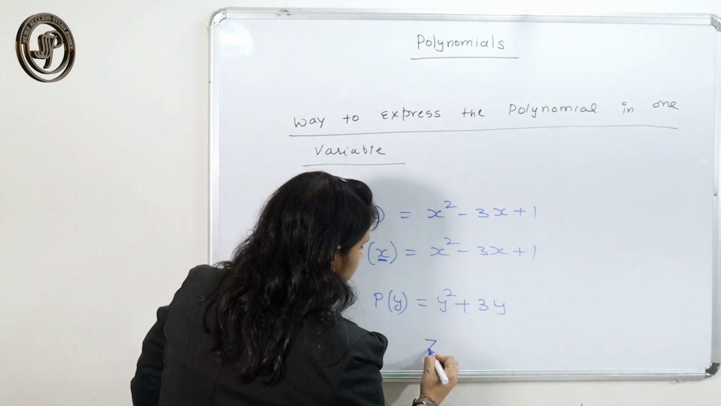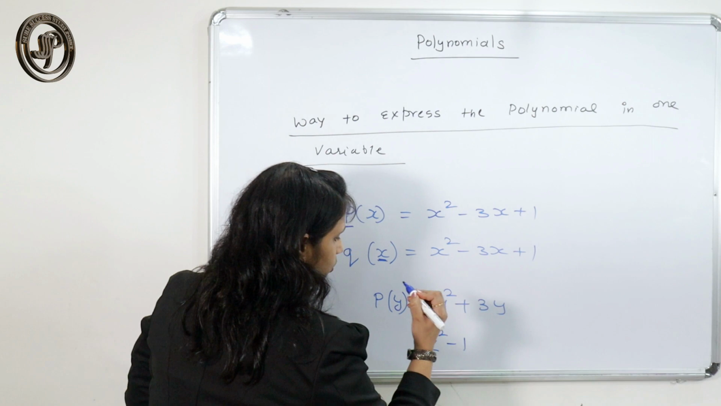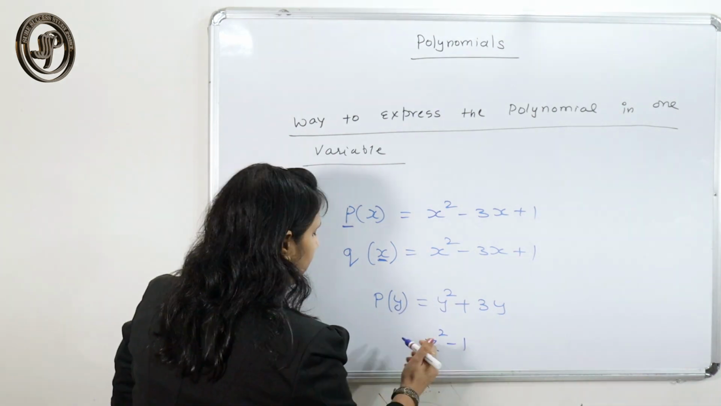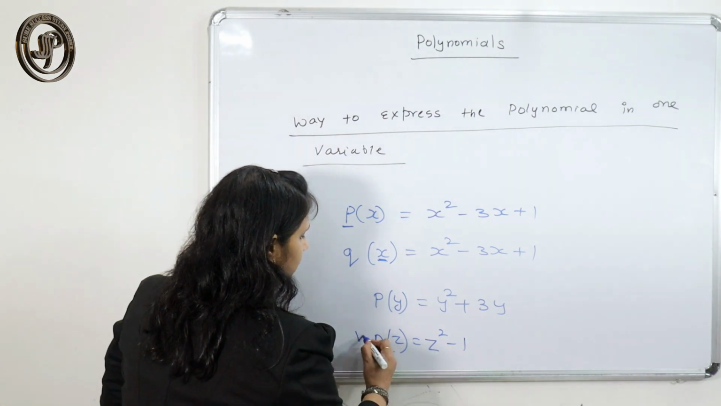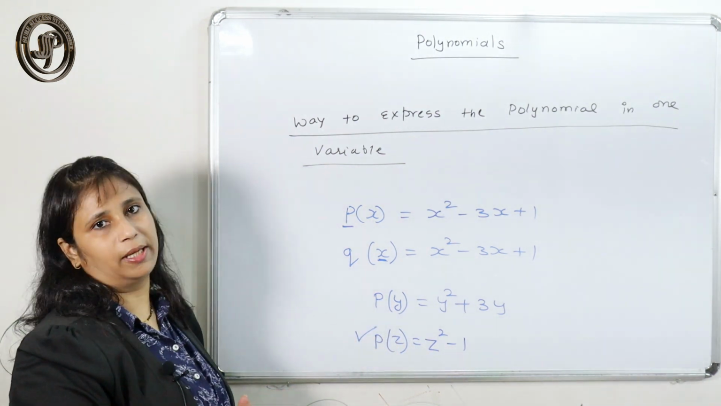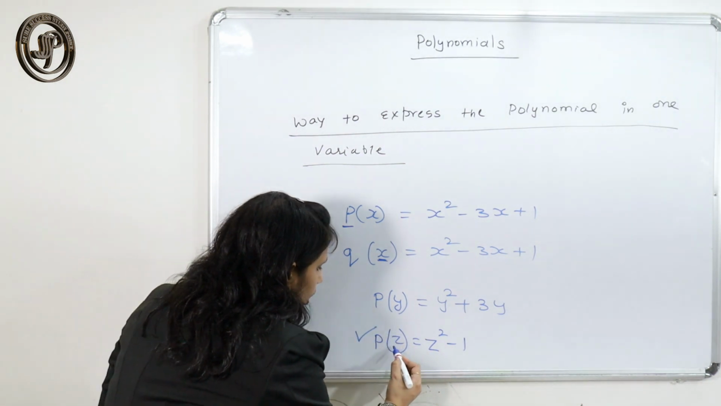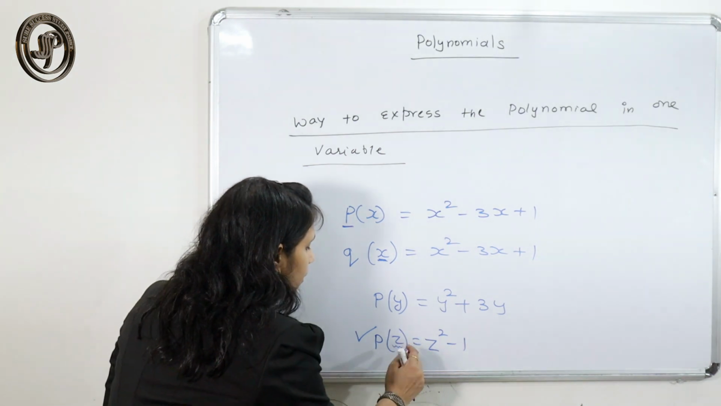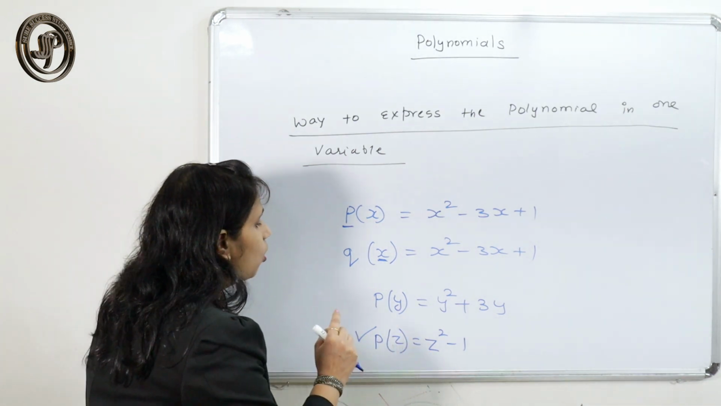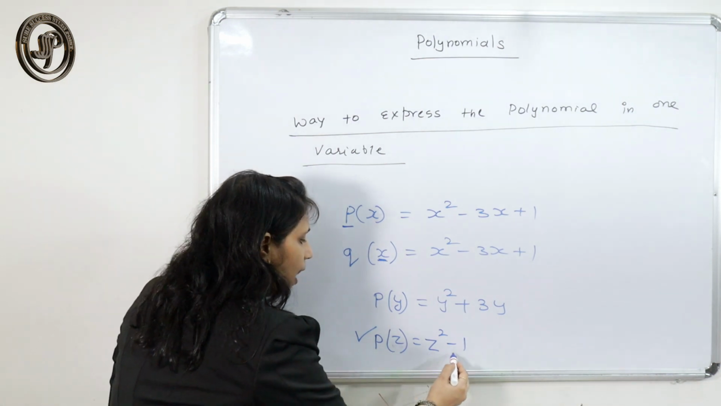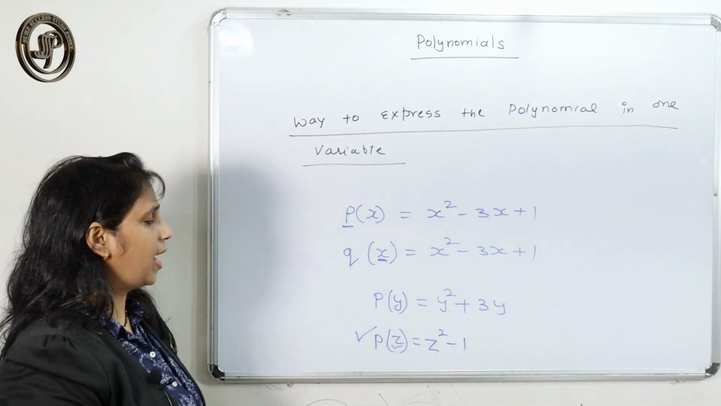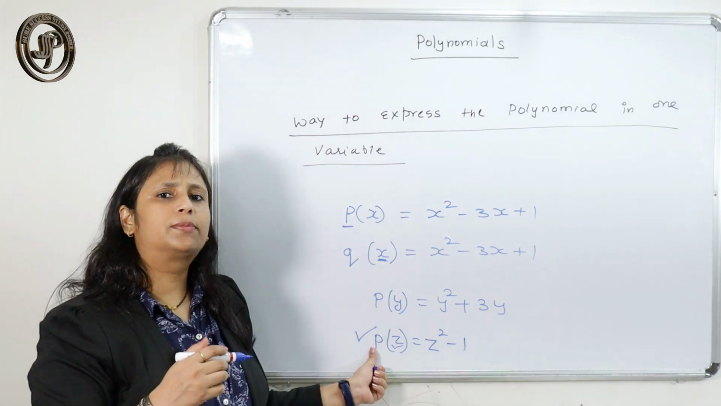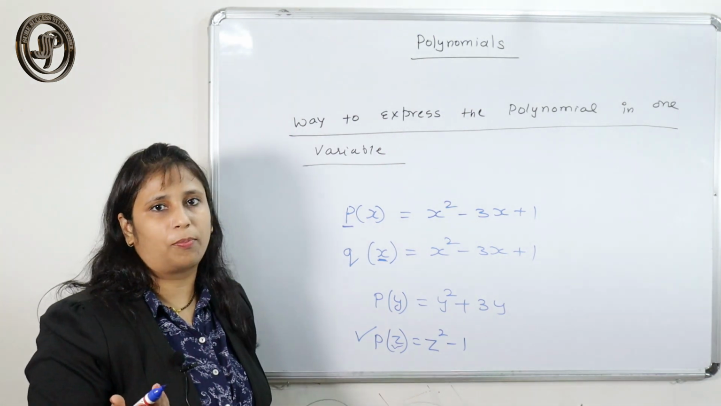Suppose I write t square minus 1. How can I express this? I can express this as p(z), that is, the polynomial with variable z. So for the polynomial whose variable I am taking, I need to express it with that letter. Here I can even express it as p, q, r, that is up to you.